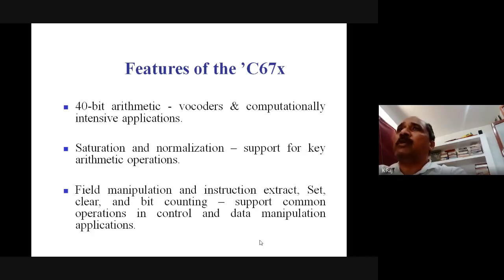Now the 40-bit arithmetic is provided by this family, for vocoders and computationally intensive applications, it is suitable for computationally intensive applications here. Saturations and normalization. It supports the key arithmetic operations here, and field manipulation and instruction extract. Here there are the features of the set, clear and bit counting here.